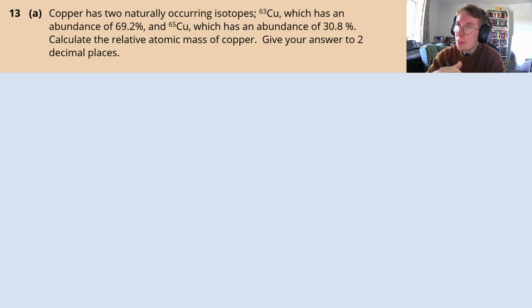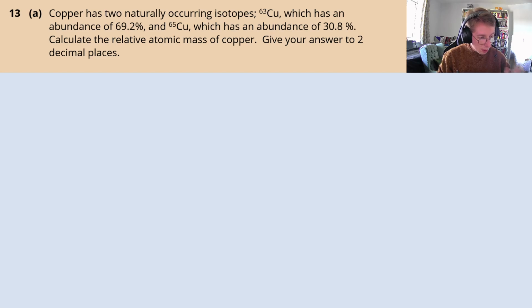Now with this question, we are told about two naturally occurring isotopes of copper, and that is copper with a mass number of 63 and copper with a mass number of 65. And we're told the abundances, how much of each of these there are. We need to give our answer to 2 decimal places, and we need to show all of our working. That's a really important thing to do in this type of question.